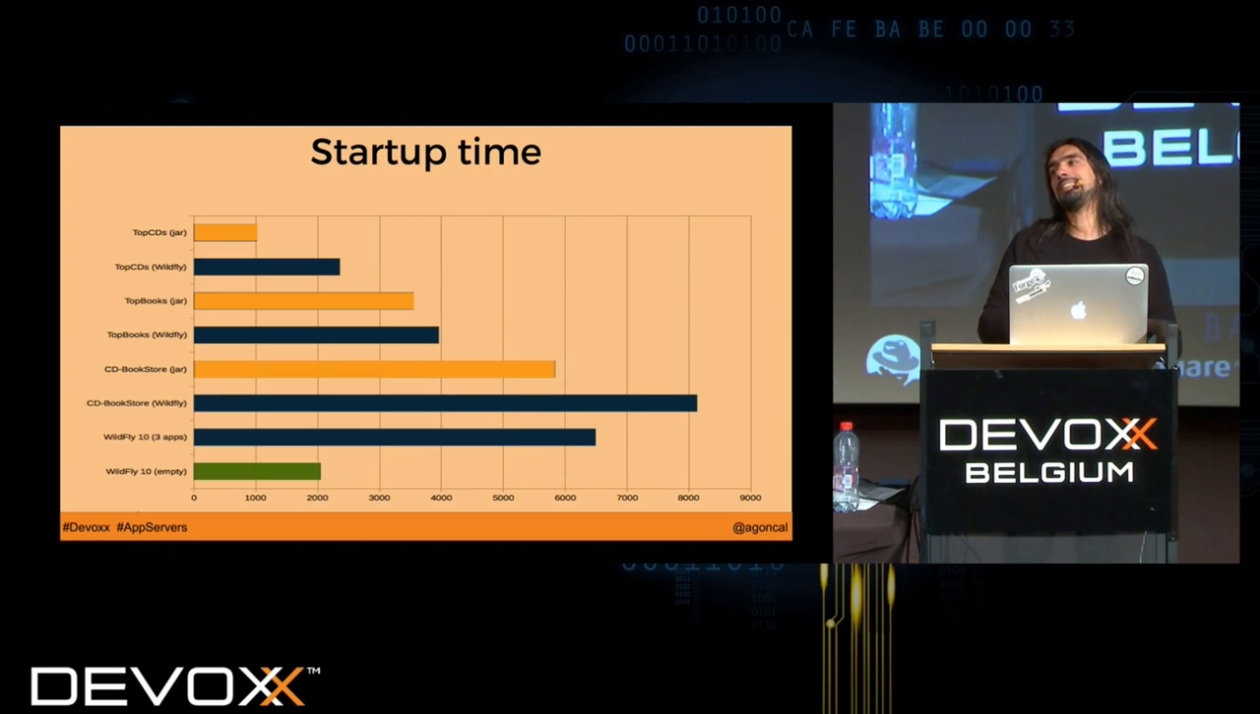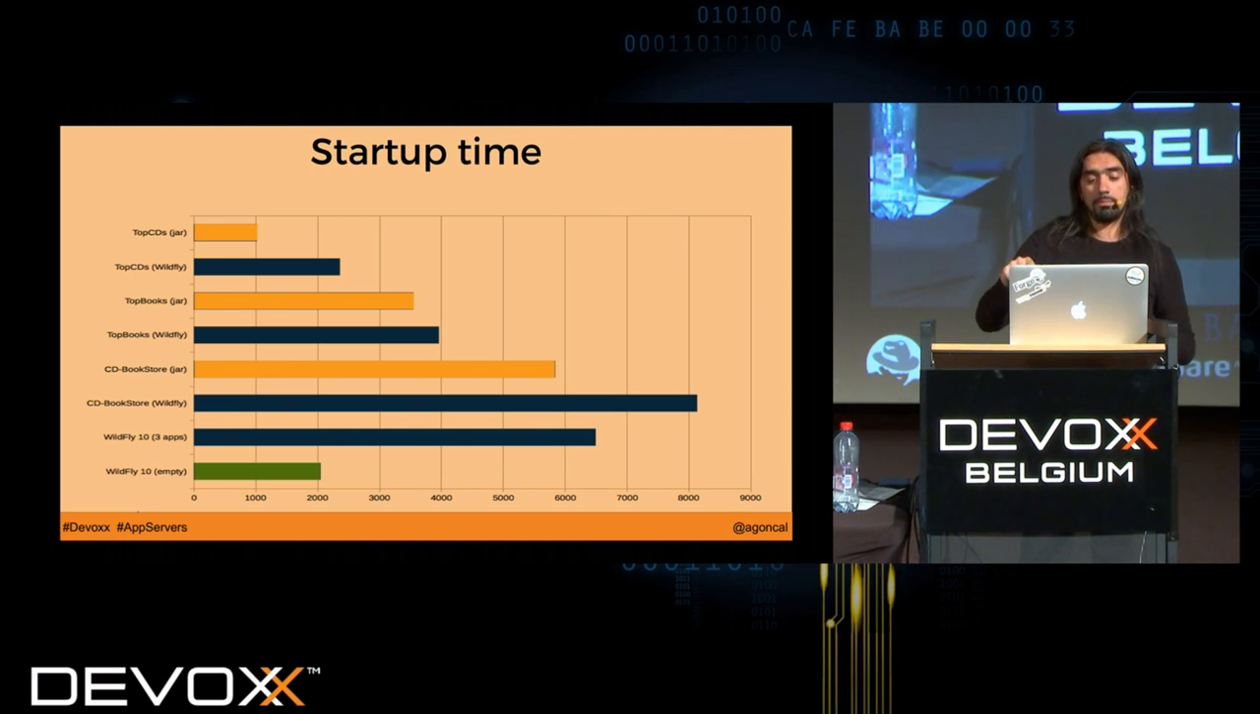Startup time. That's interesting. In green, it's WildFly starting up empty, so start, stop. WildFly boots in 2 seconds. Top CD at the very top, packaged in a jar file, starts in 1 second. It makes sense. We just have the Undertow fraction, so WildFly doesn't need to start up all the other bits and pieces. So when we go java -jar, bing, it boots in 1 second, the Undertow fraction plus our code.